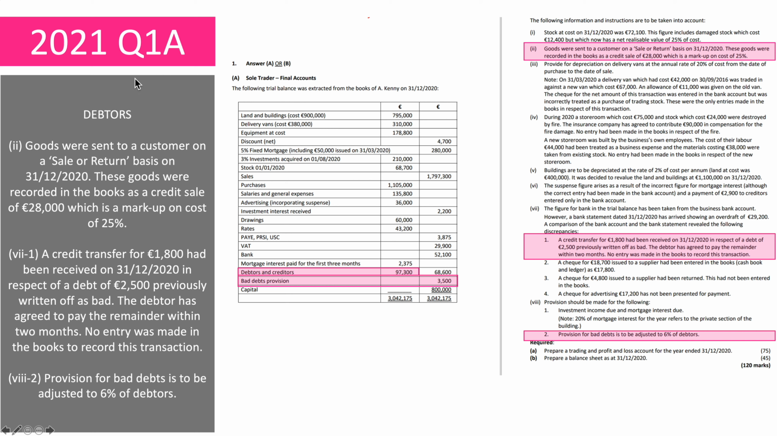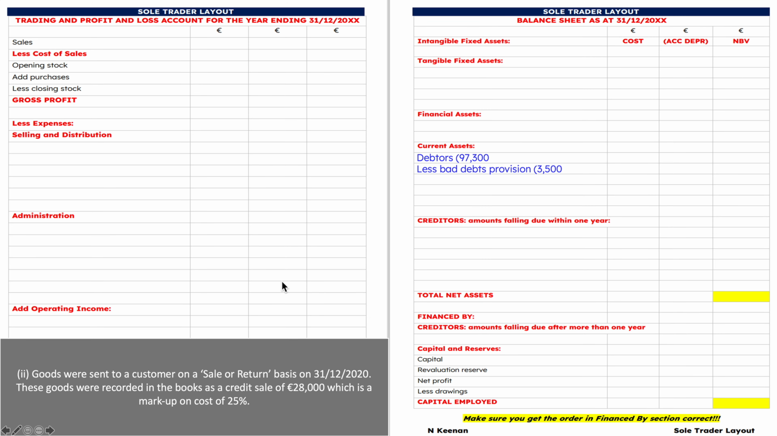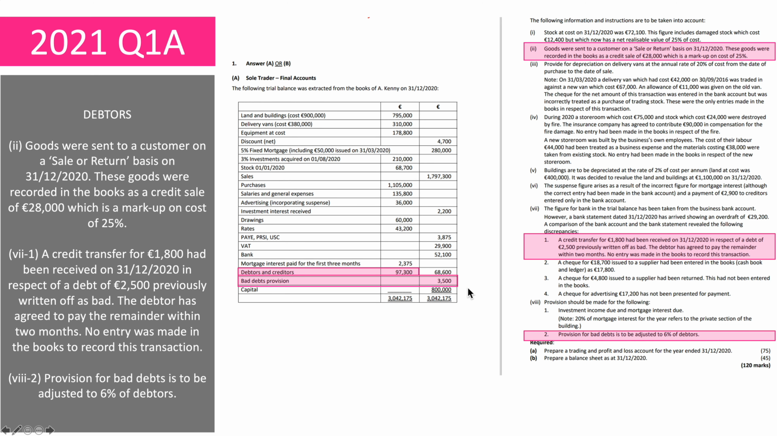So let's go. So 2021. You can see here that the debtors actually affected 3. So there were 3 adjustments for this. And you can see here you've got your debtors figure in the trial balance, and you also have a bad debts provision. So they reckon that of the €97,300 debtors that they have, 3,500 of those euros are not going to be paid. Okay, so then we've got adjustment 2, something in adjustment 7, and then something in adjustment 8.